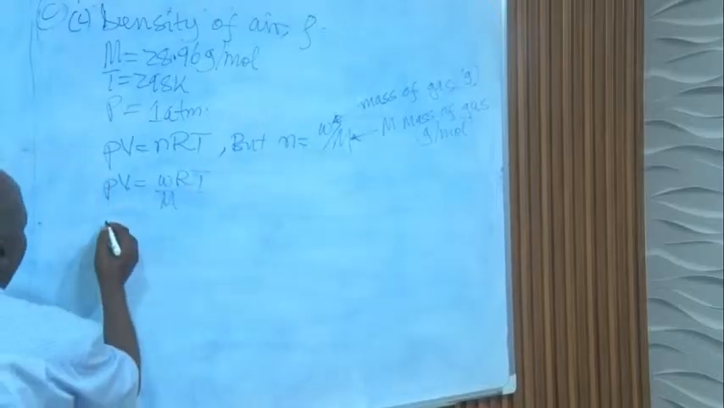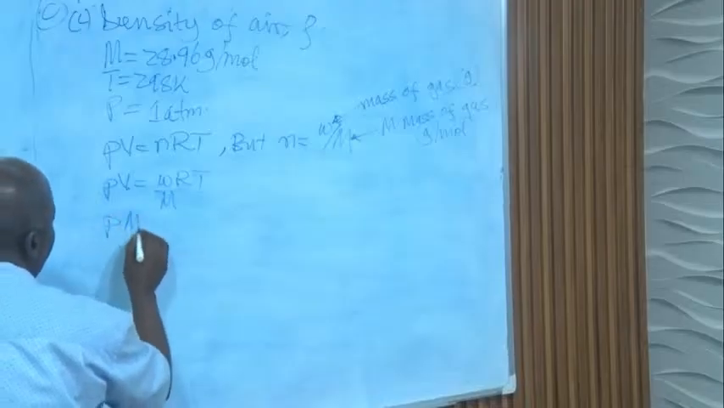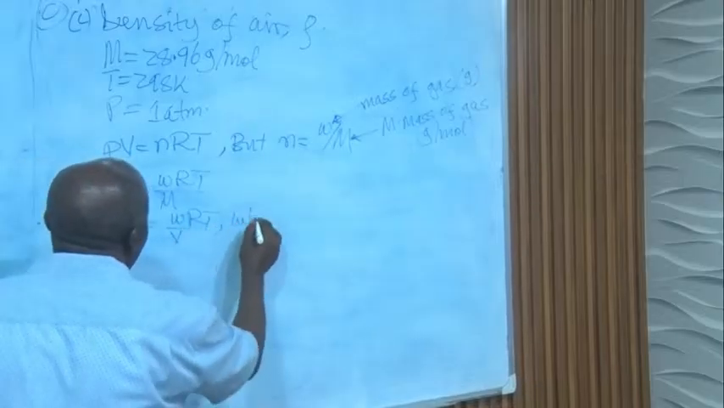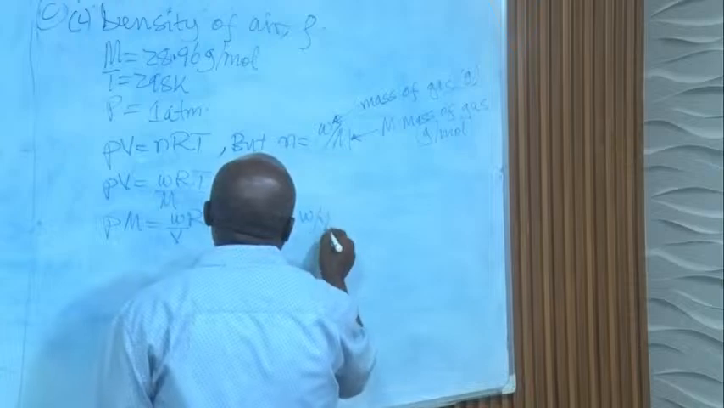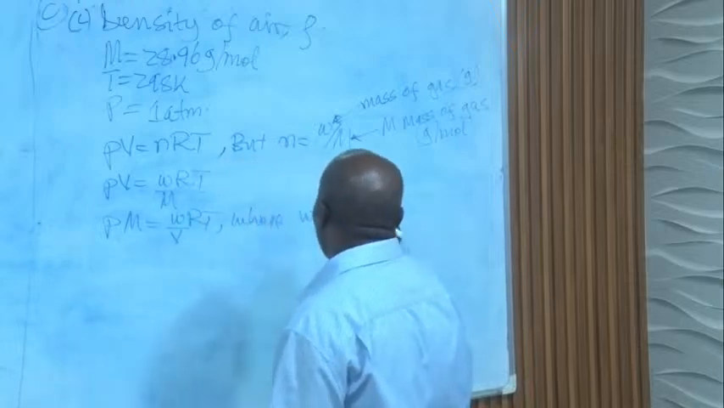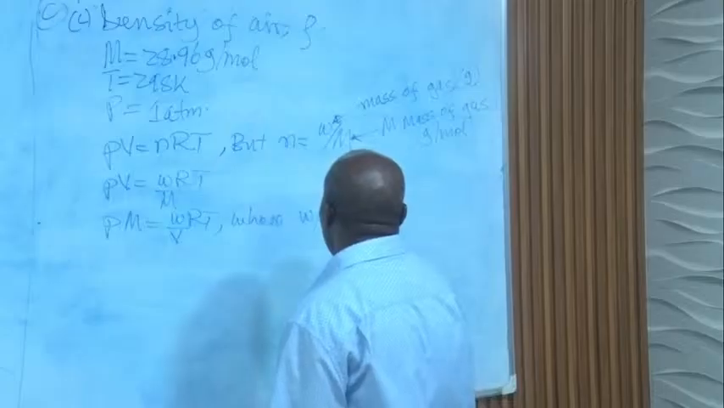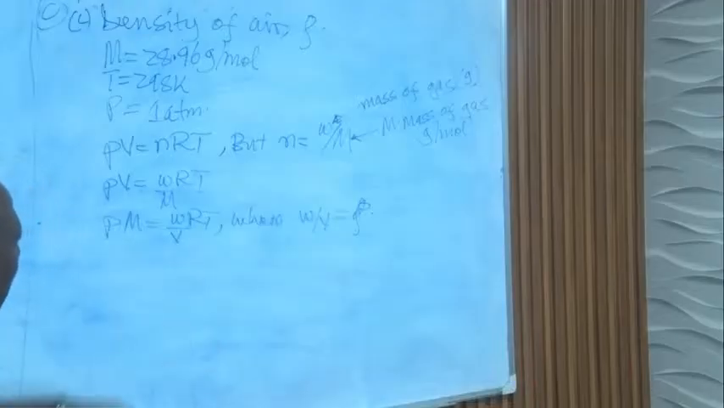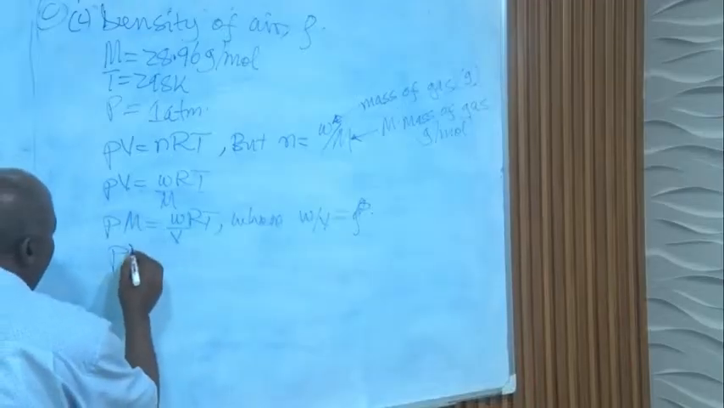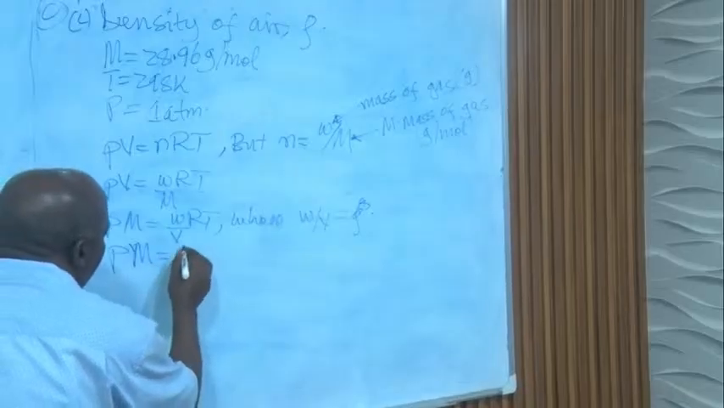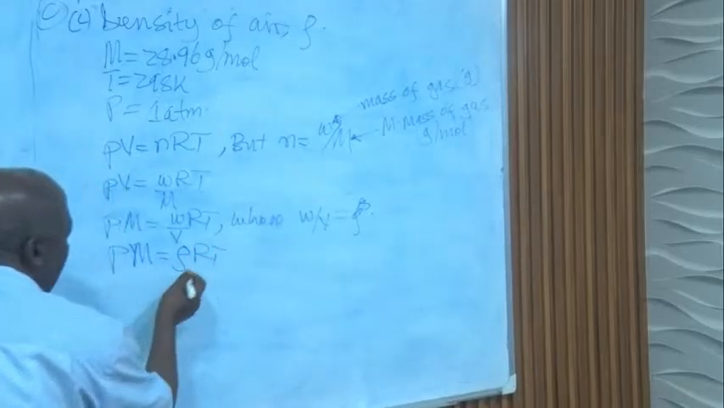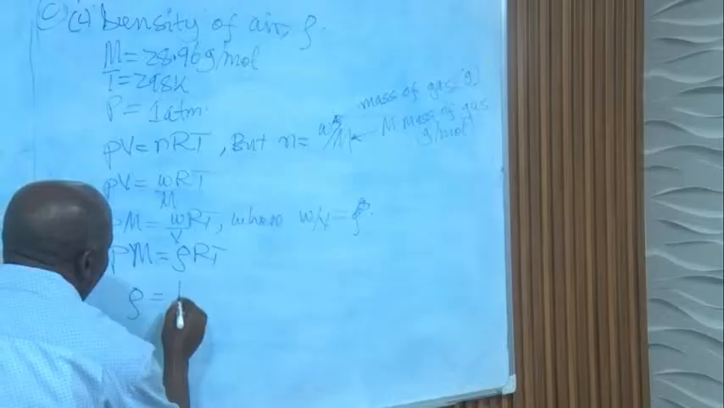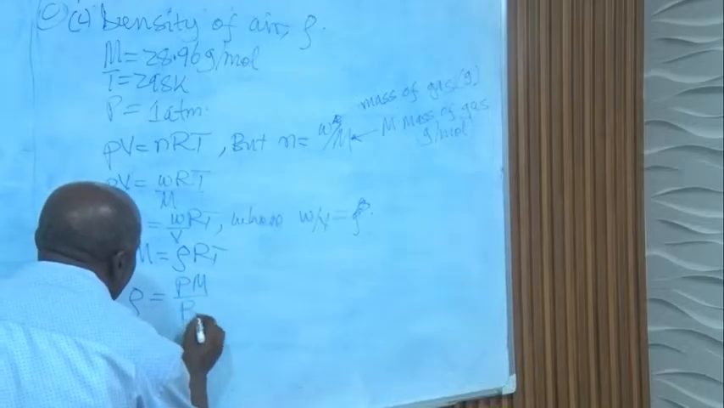Now, rearrangement of this equation gives PM is equal to WRT over V, where W over V is the density of the gas, or air. So then PM is equal to density times RT. Make the density of air the subject of the formula, that is rho is equal to PM over RT.